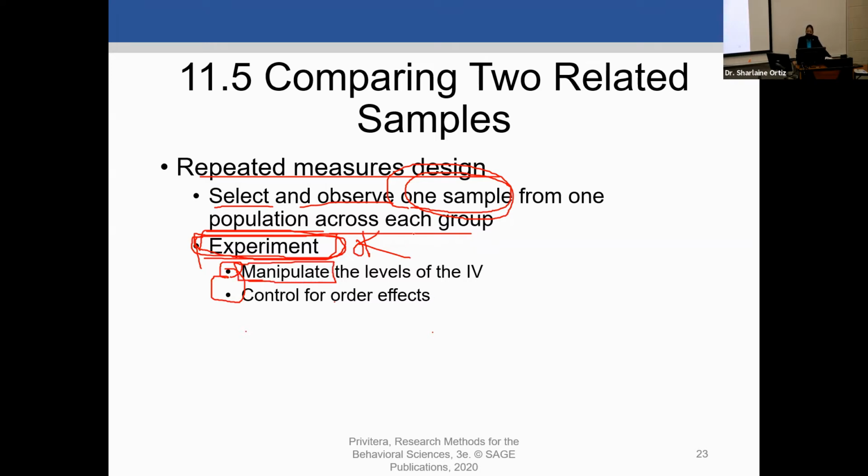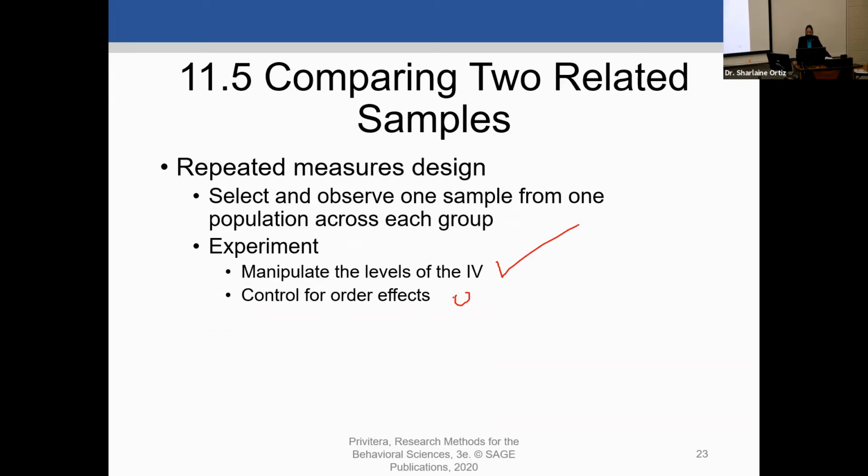In order for something to be a true experiment, one of the things that we need to engage in is the manipulation of that independent variable. So we have the manipulation. Another aspect that we need to concern ourselves with is the control. Particularly, let's focus on that control of order effects. Any questions so far? Any questions?